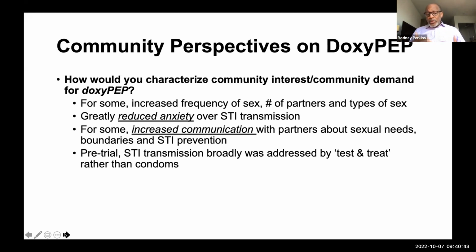In the pre-trial, STI transmission was broadly addressed by test and treat rather than with condoms. And so we recognize that people are using condoms less. One thing I recognize is some of the participants were testing more frequently. Although they were on PrEP and getting tested every 3 months, there were participants who tested every month. They actually went to have a throat and rectal swab done in between their PrEP visits to make sure they weren't contracting an STI. And being a part of the study allowed them to relax that particular practice, because now they were quite comfortable that they weren't being exposed to any STIs.